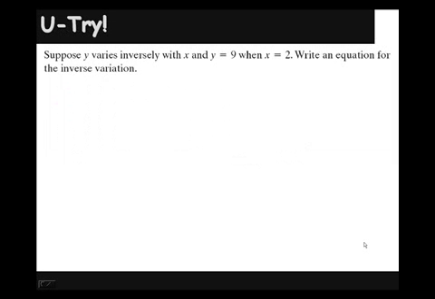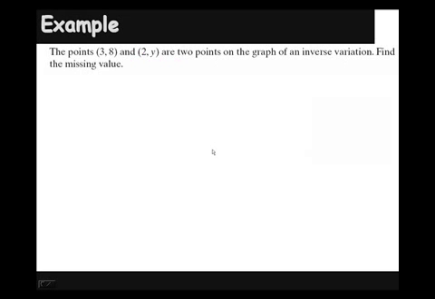You try one. Suppose y varies inversely with x, and y is 9 when x is 2. What's the equation for the inverse variation? Well, we could say xy equals 18, or we could say that y equals 18 over x. xy equals 18 is fine. We can just write that.